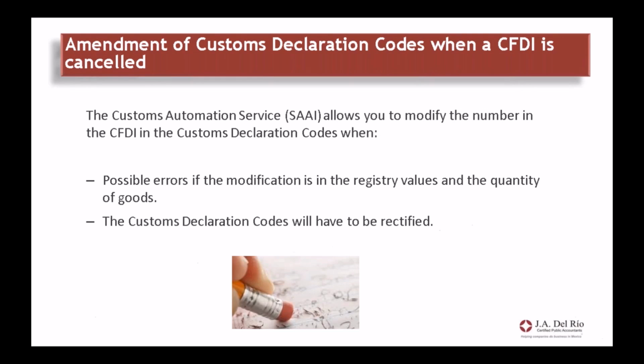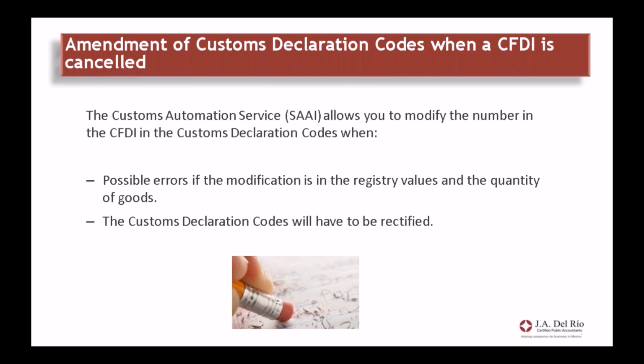And there is a possibility to amend a customs declaration code when a CFDI is canceled. This is something that could happen, for example, if we issue this electronic invoice and we see that we have some mistakes or the values manifested there are wrong, we can submit an amendment of this CFDI. However, we have to inform this to the customs declaration in order to consider the correct pedimento. In case that this is no longer possible, we have to amend the pedimento too.